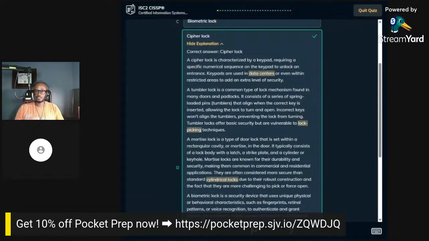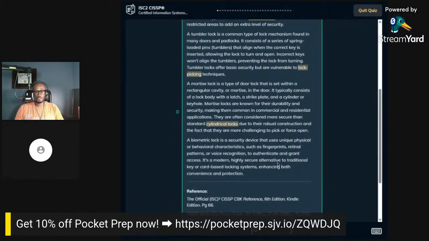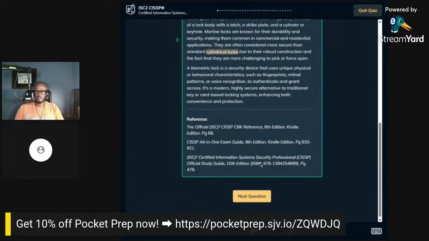Tumbler lock is a more common type of lock mechanism found on many doors and padlocks. Mortise lock is a type of door lock that is set within a rectangular mortise in the door. And biometric lock is a security device that uses unique physical or behavioral characteristics.